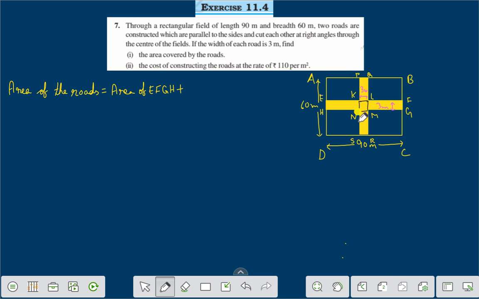That is PQRS. Area of PQRS, and minus the area of this part, that is KLMN, right? Then we are getting area of EFGH. What is the length? Length is 90 meter and breadth is 3 meters.